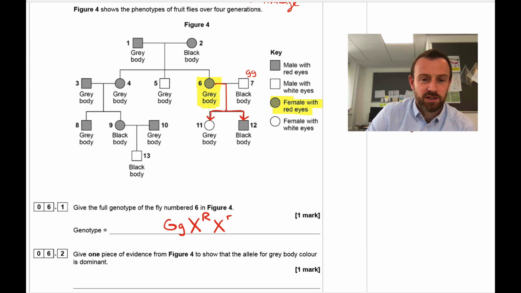Give one piece of evidence from figure 4 to show that the allele for grey body colour is dominant.